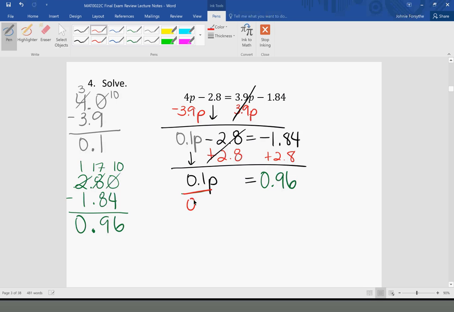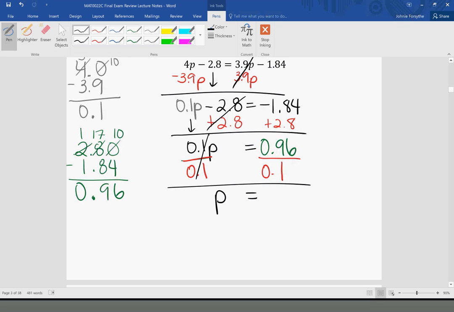And then now to solve for p, I'm going to divide by 0.1. So I'm going to have p equals, and let's do that division over here on the side. 0.96 divided by 0.1. And if you wanted to, you could multiply them by powers of 10. I would do that over making them fractions. That was the question about could you make them fractions. I would multiply everything here by 100, and then you would just have a bunch of whole numbers, and you would get the same answer.